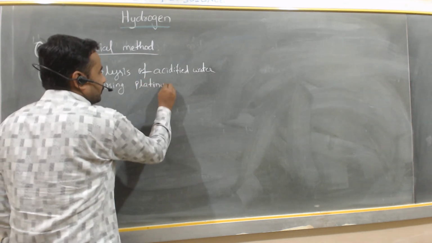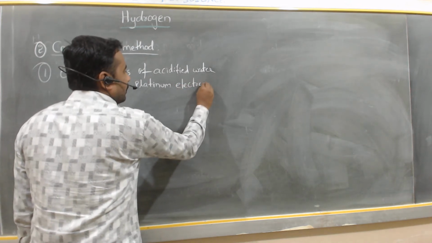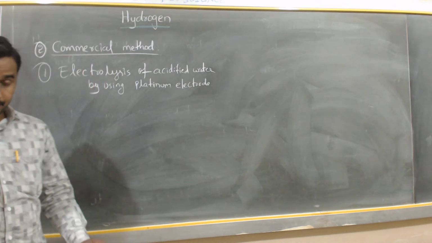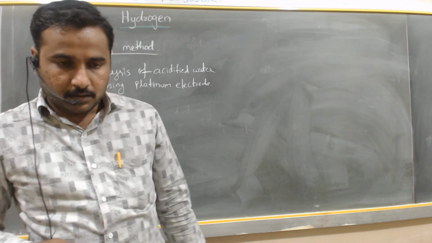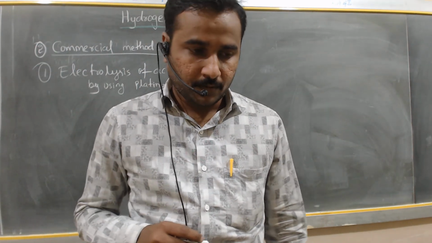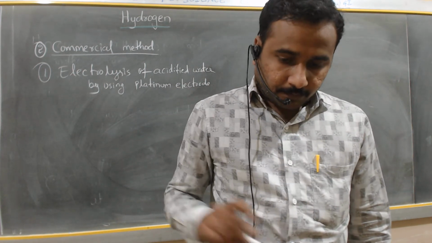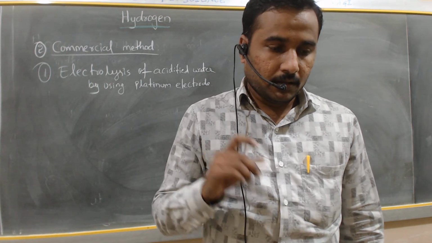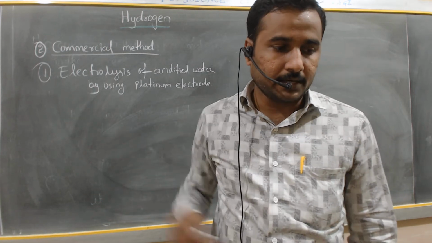By using platinum electrodes, they are doing the electrolysis process on acidified water. How they are doing the electrolysis: they take the acidified water and keep two electrodes in it, the platinum electrodes I have written here.